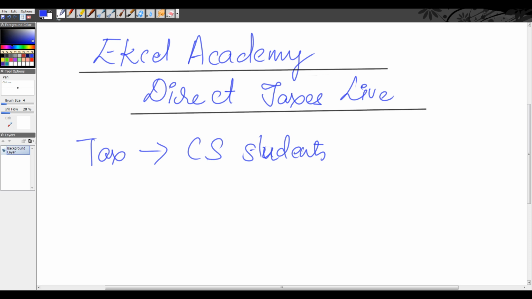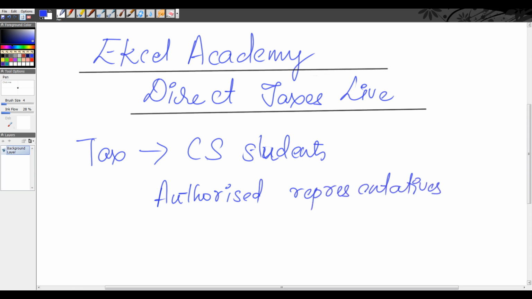Of course, it's not as if we study everything in depth. The thing here is, CS, that is company secretaries in practice, can also act as authorized representatives of clients. In fact, if you look at the GST laws, it has been mentioned that even a company secretary in practice is an authorized representative. He can represent clients in matters related to GST. So it's not as if only chartered accountants or cost accountants can represent. Even CS can represent.